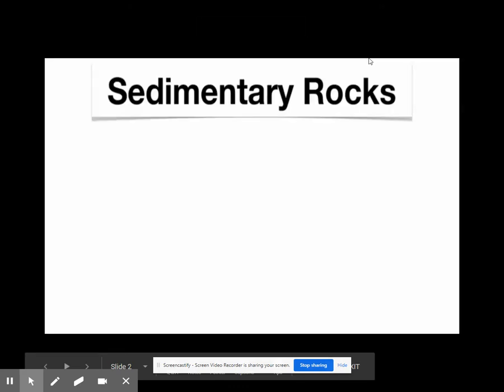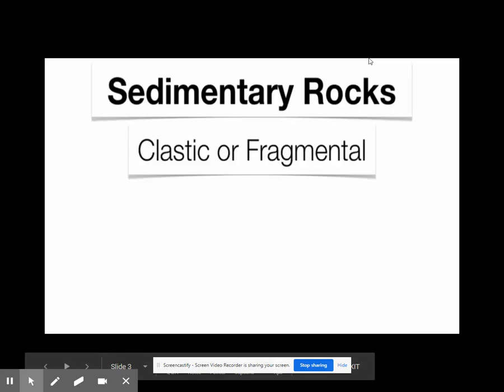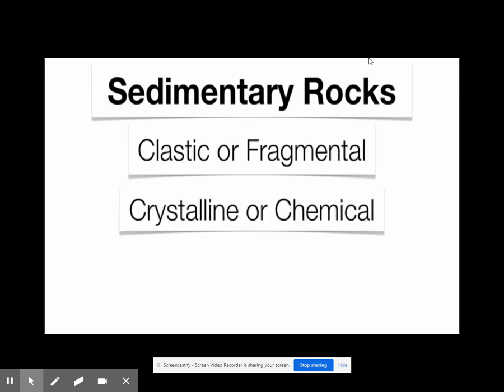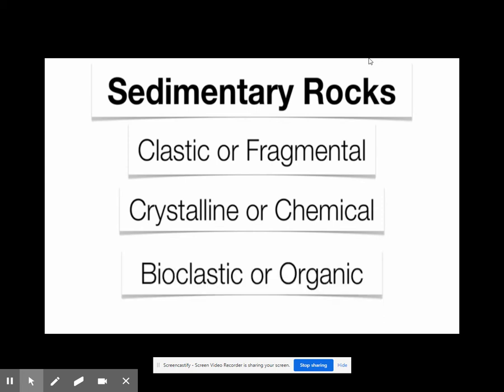Sedimentary rocks. Sedimentary rocks are divided into groups. The first group is called clastic or fragmental. The second group is called crystalline or chemical, and the final group is called bioclastic or organic. So there are three different types of sedimentary rocks: clastic or fragmental, crystalline or chemical, bioclastic or organic.